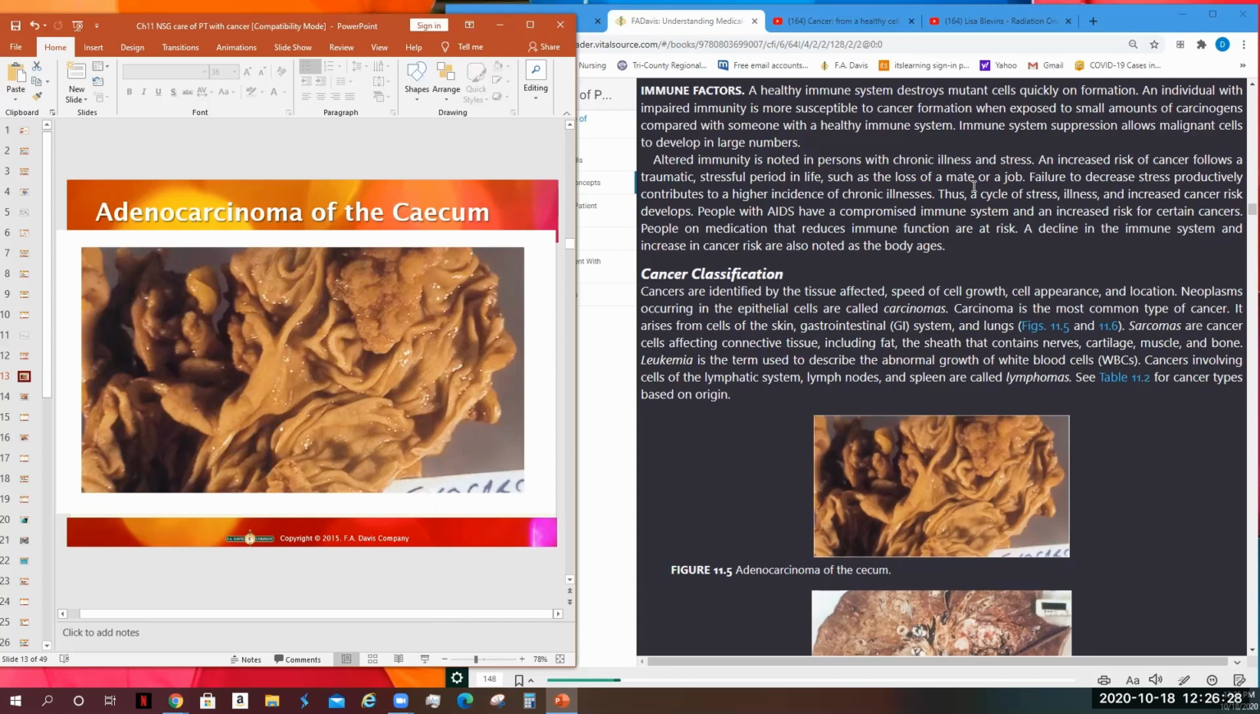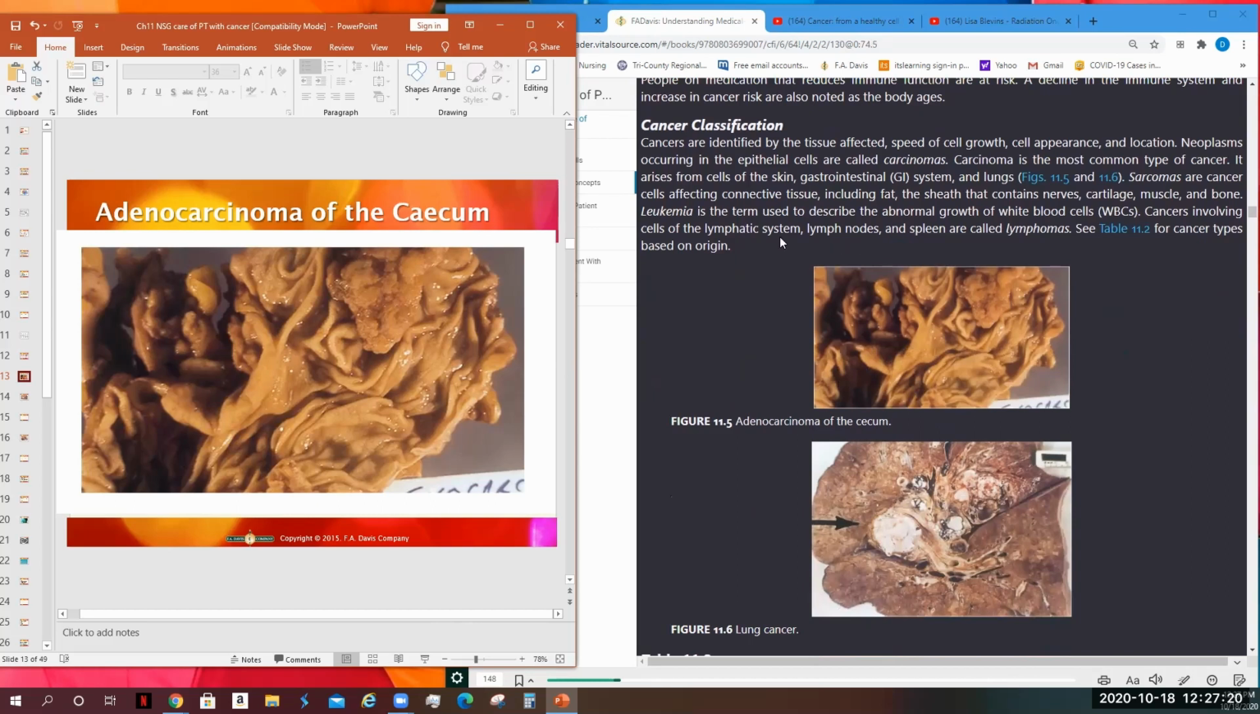An increased risk of cancer follows a traumatic, stressful period in life, such as the loss of a mate or a job. Failure to decrease stress productively contributes to a higher incidence of chronic illnesses. Thus, a cycle of stress, illness, and increased cancer risk develops. People with AIDS have a compromised immune system and an increased risk for certain cancers. People on medication that reduces immune function are at risk. A decline in the immune system and an increase in cancer risk are noted as the body ages.